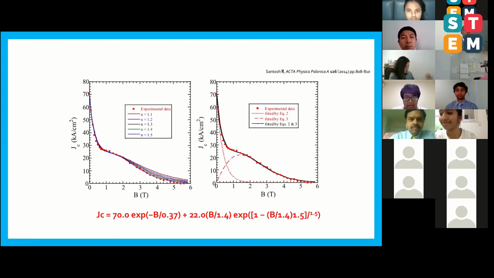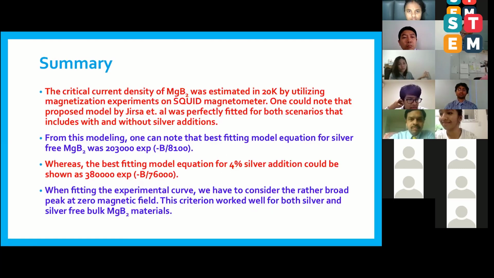So lastly, this is the summary of the work. From the slides which I had shown you, the critical current density of MgB2 was tested at 20 Kelvin by using the magnetization experiments of SQUID. And by using the proposed model by Jisha et al., I was able to perfectly fit the models for MgB2 or GD123.